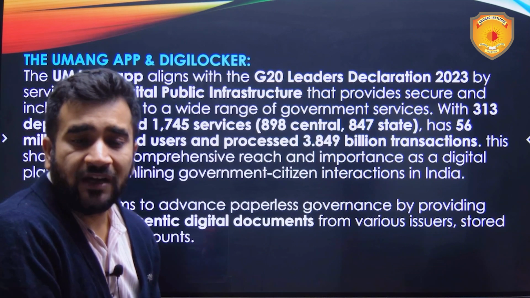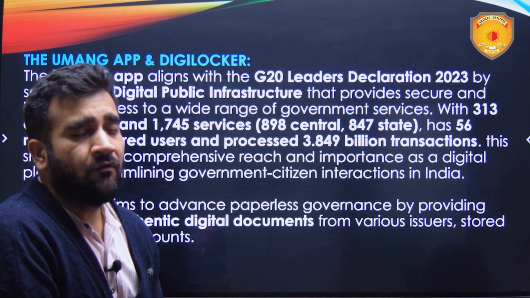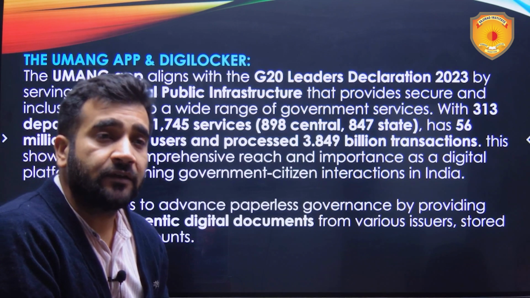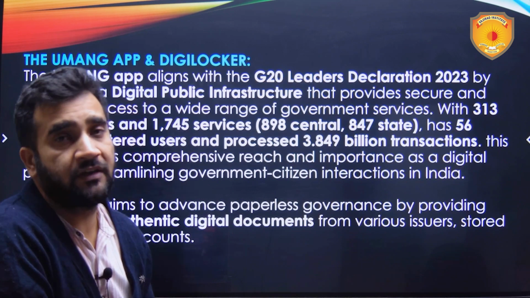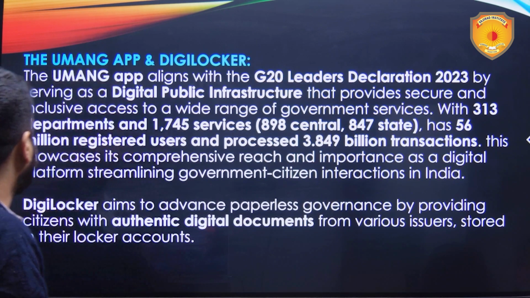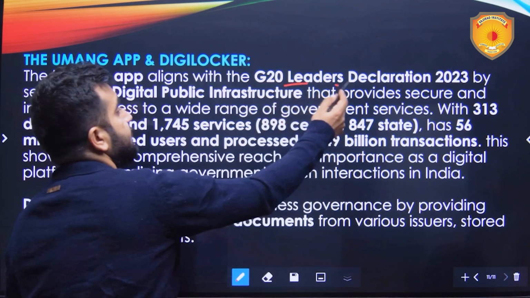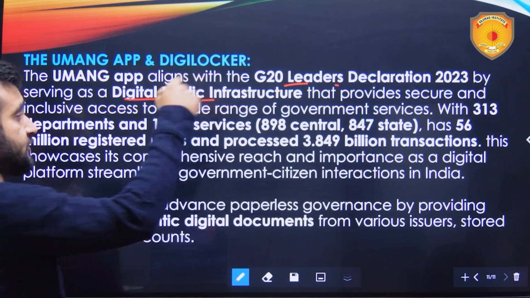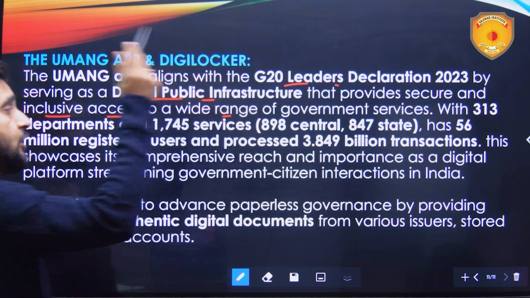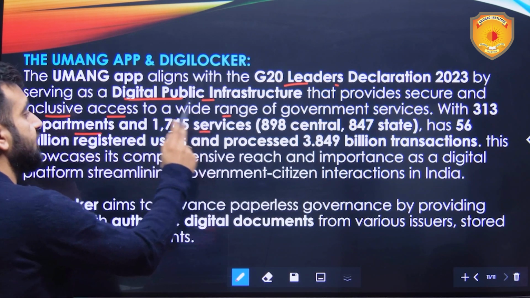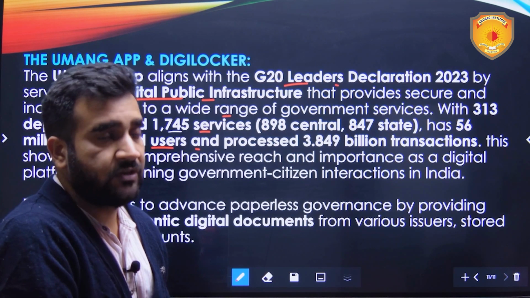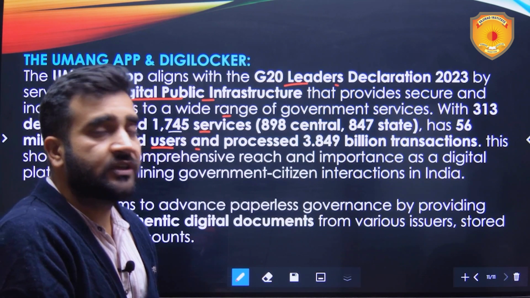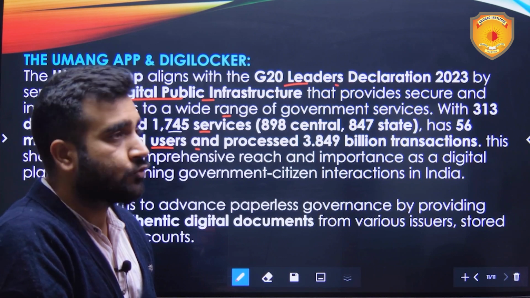The next is the Umang app and DigiLocker. The Umang app is very useful. On the Umang app, you can find all the services which the government is providing, and it will also enable you to identify whether you are eligible for that service or not. This Umang app aligns with the G20 Leaders Declaration 2023 by serving as digital public infrastructure that provides secure and inclusive access to a wide range of government services. With 313 departments and 1745 services listed in the Umang portal, it has 56 million registered users and has processed 3.849 billion transactions till now. Means if you want to see what all schemes and provisions are there, and whether you are eligible or not, you can go to the Umang app, and it will tell you everything.